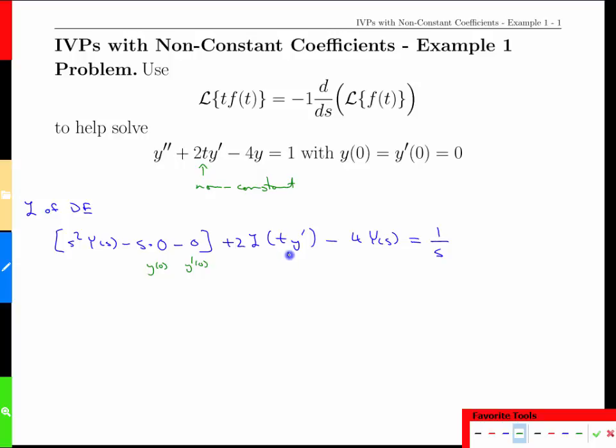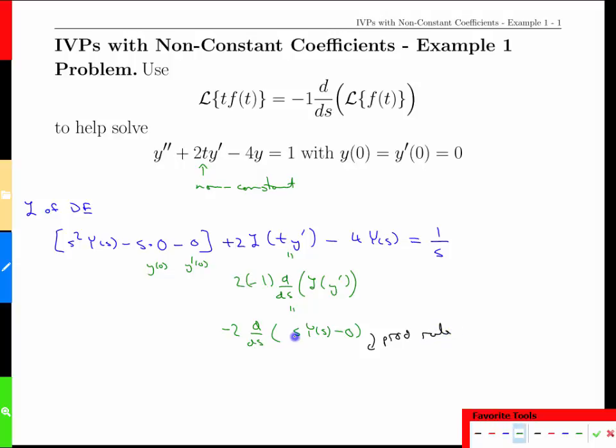Now, inspecting more closely this transform of t times y prime, that is going to give us, based on this rule up here for t times any function, negative 1 times the derivative with respect to s of the Laplace transform of y prime. So the same function here, but without the t. And we know how to compute that. That's going to be s Y(s) minus 0 for the initial condition. And then we're faced with something new again, but this isn't too bad. This is simply a product rule.